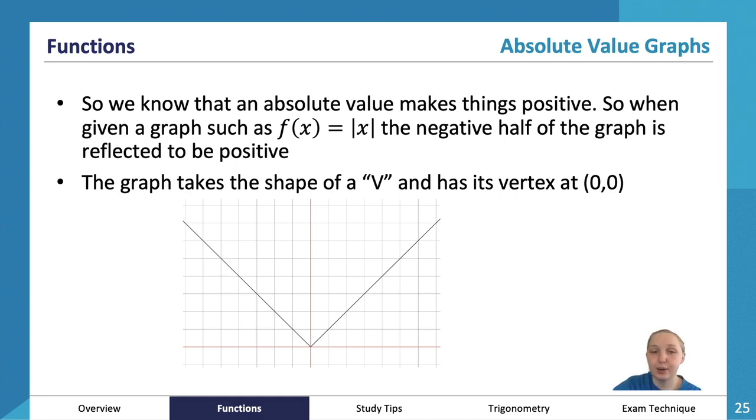So when you're sketching your absolute value graphs, all you really need to do is sketch one side of them, and then they're symmetrical, so you just draw the exact same thing on the other side. And all your absolute value graphs are going to look like a V.